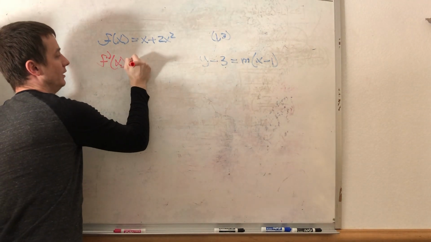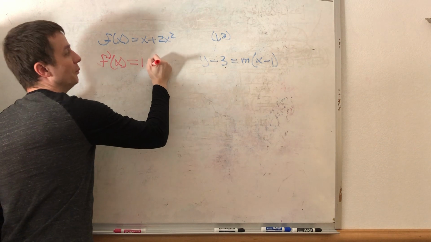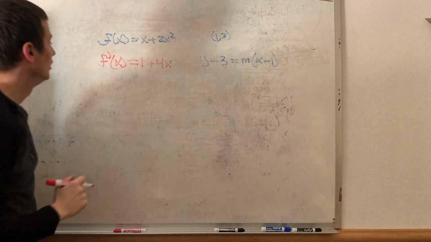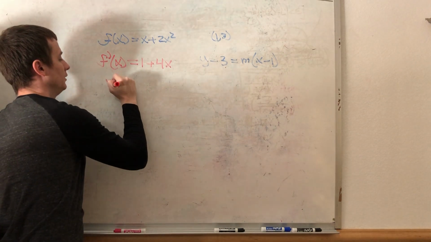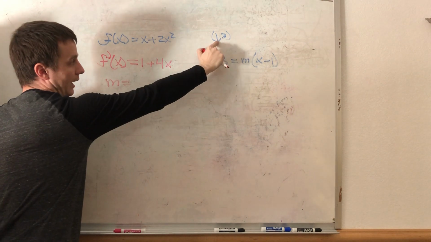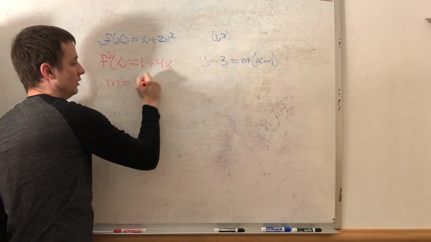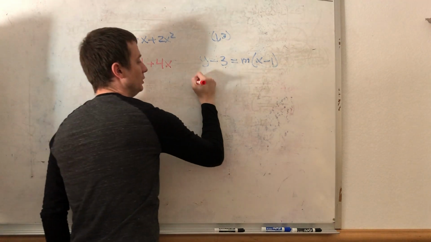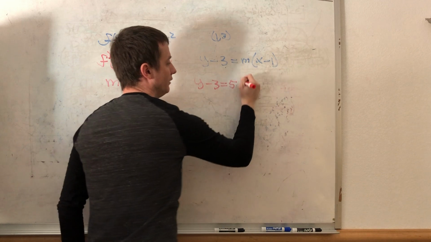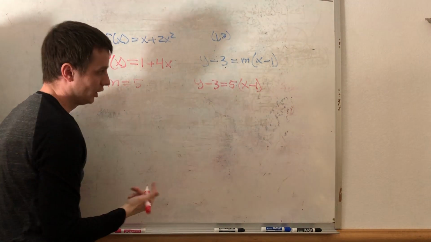F prime of x then is going to equal the derivative of x, which is just 1 with respect to x, plus the derivative of this with respect to x, which is going to be 4x. So then our slope m is going to be what you get when you plug our x into this. Our x is 1, so when we plug 1 in, we're going to get 5 out. So the equation of our line is going to be y minus 3 is equal to 5 times x minus 1.